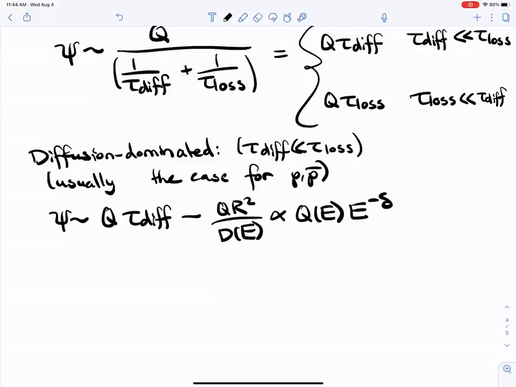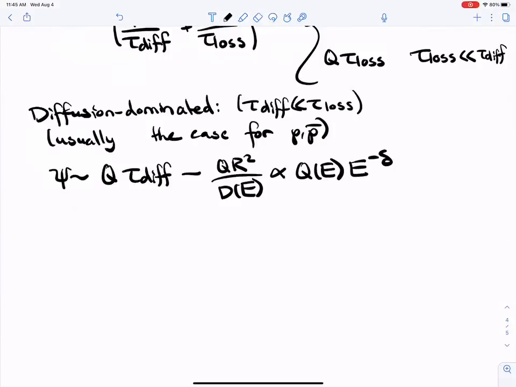So the effect of diffusion in this case is to take whatever energy spectrum your injected particles have and tilt it by a factor of E to the minus delta. So reducing the number of high energy particles relative to low energy particles. When we reduce the number of high energy particles and increase the number of low energy particles, we call it softening the spectrum. The reverse we call hardening the spectrum.